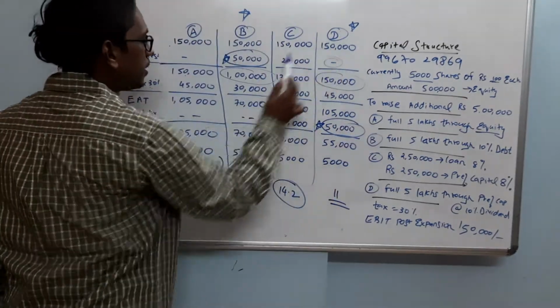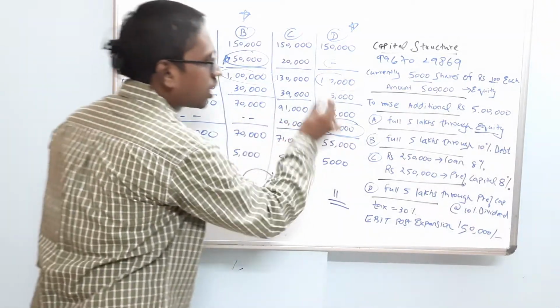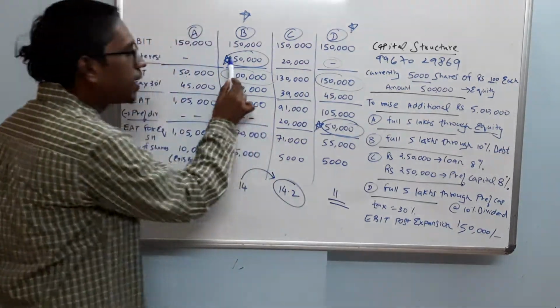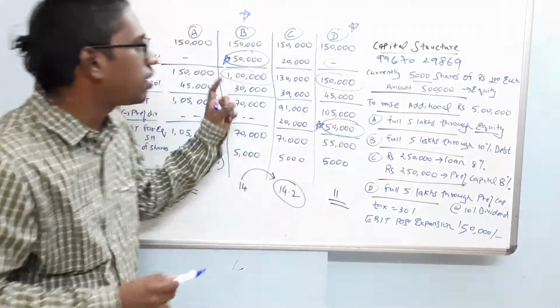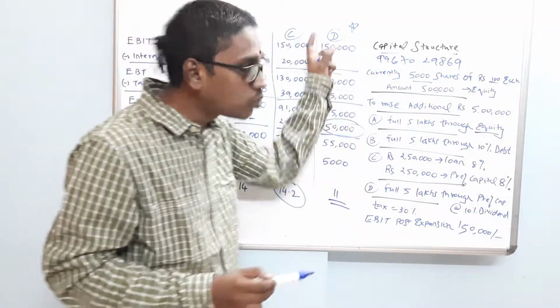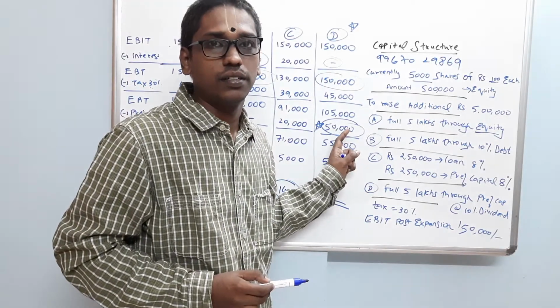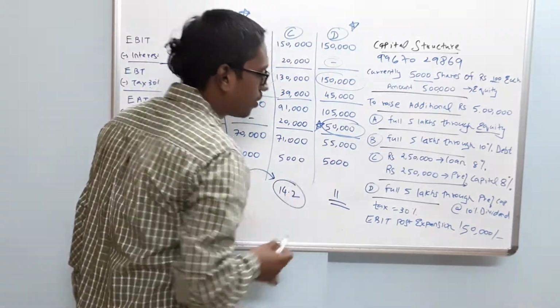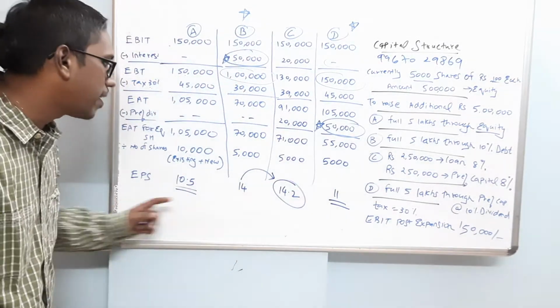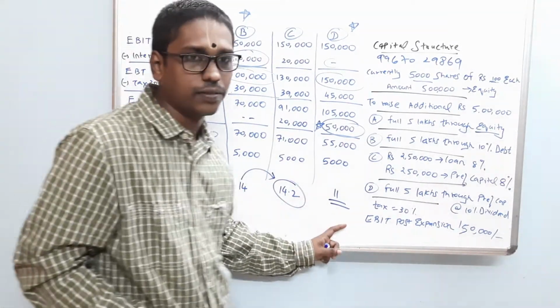Compare B and D, यहाँ पे tax कम है, यहाँ पे tax ज़्यादा है. That's because you're paying interest. This is the advantage when you borrow, and this advantage we don't get when you raise through preference dividend. That is why, although the amount that you pay is 50 over here, 50 over here, the end result you see, EPS is 14, EPS is 11.